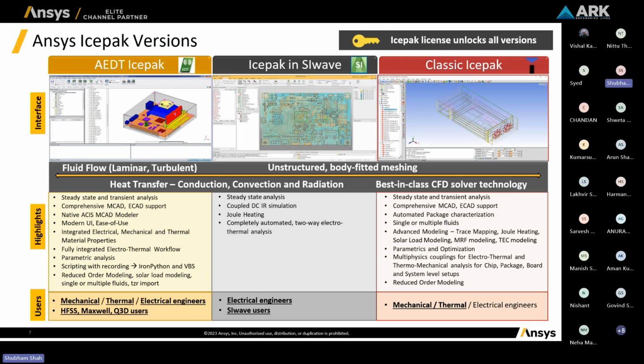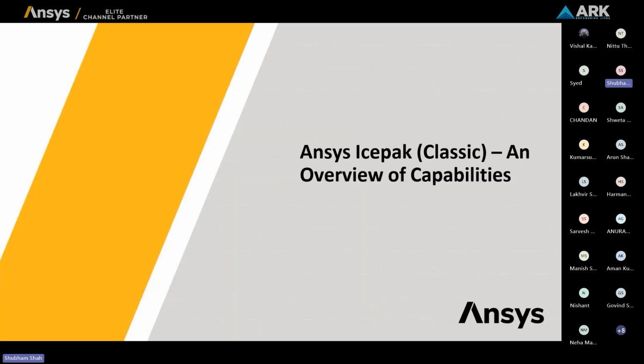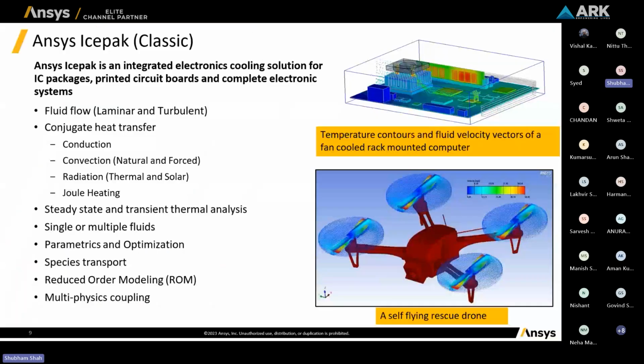Then coming towards optimization, you can always go with the optimization. The system will suggest the optimized shape, and then you can go ahead with the simulation further. Then multi-physics coupling is available for electrothermal and thermomechanical analysis for chip, package, board, and system levels, which we will be seeing in the upcoming slides, and also reduced order modeling using Ansys Twin Builder.